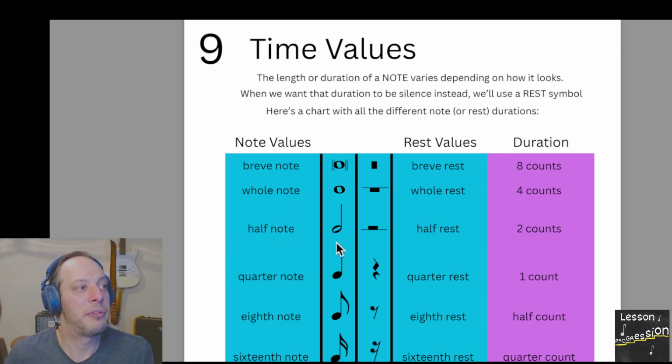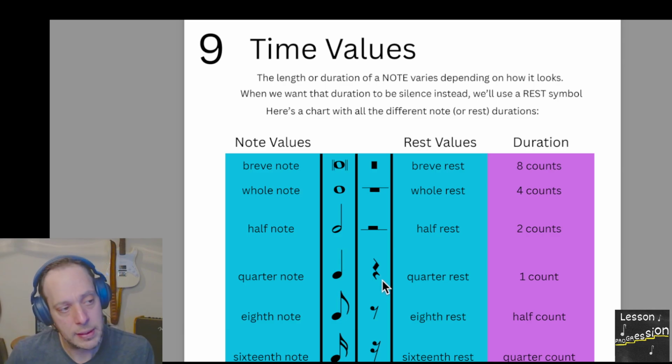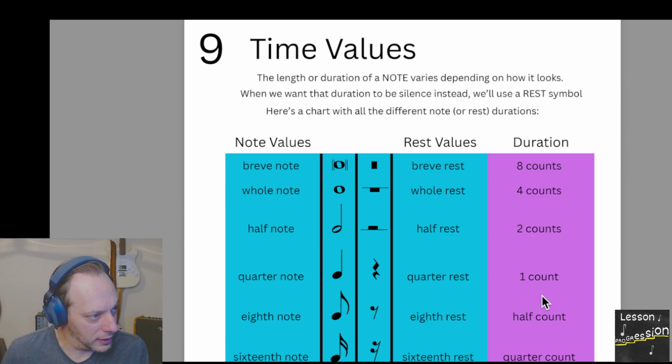Then we get the half note. It looks exactly like the whole note, except now we've added a stem to it. And then here we get the corresponding half rest. And each of these would be worth 2 counts when written in our music. The quarter note, it looks exactly like the half note, but now we've filled in that center. And then here is the quarter rest. Each of those would get 1 count.